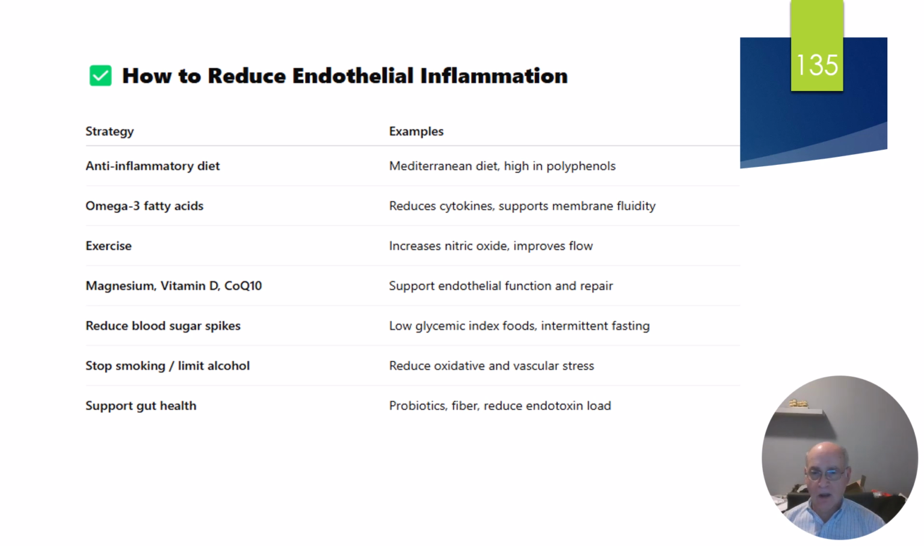The Mediterranean diet, DASH diet. I mean, now there's been so much work done on plant-based diets and their effects on a whole host of symptoms related to not only inflammation, but cardiovascular disease. The use of omega-3 fatty acids, exercise, magnesium, vitamin D, coenzyme Q10.